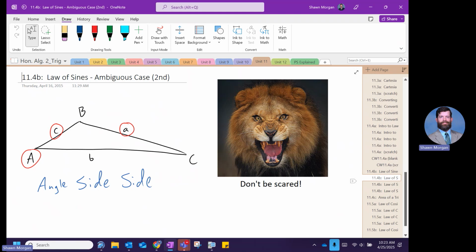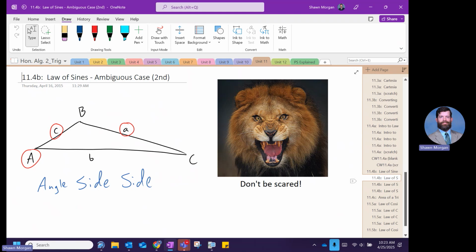Okay, so angle side side is probably the hardest thing that you'll do in trigonometry this year, but don't be screwed. All right, so what I'm going to do is give you some best practices. I'm going to teach you how I recommend that you approach this process.